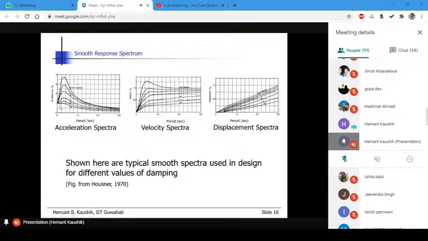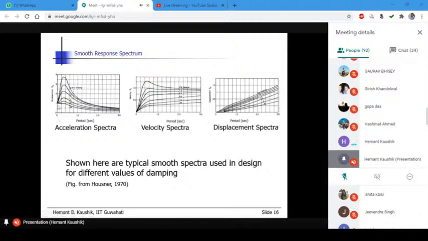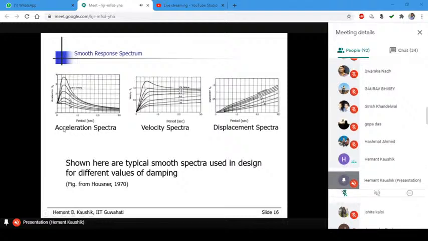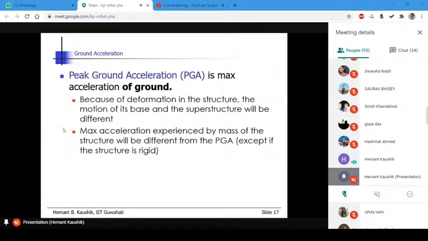But then when the time period is 0, the acceleration is not 0. That is the absolute acceleration of the structure. It is not 0. It is vibrating. It is accelerating exactly with the same acceleration as that of the ground. Okay. This we have already discussed, that peak ground acceleration is the maximum acceleration of the ground. But then when you show this on the response spectrum, and if there is a structure with 0 natural period, that becomes also the peak acceleration of the structure.